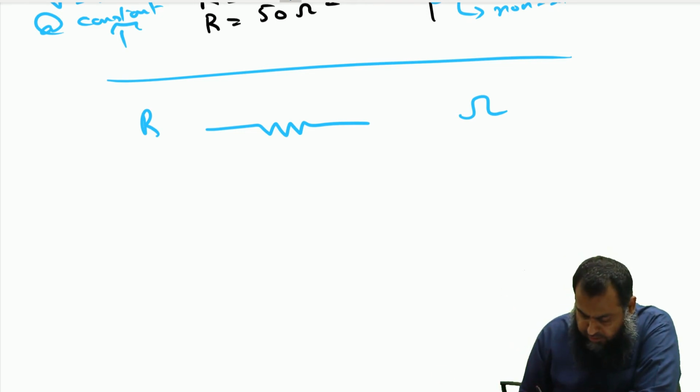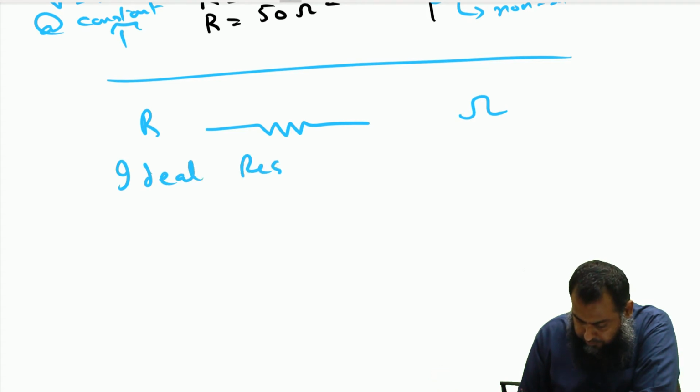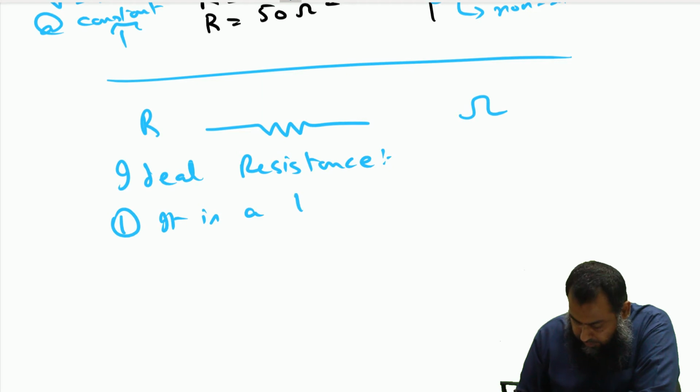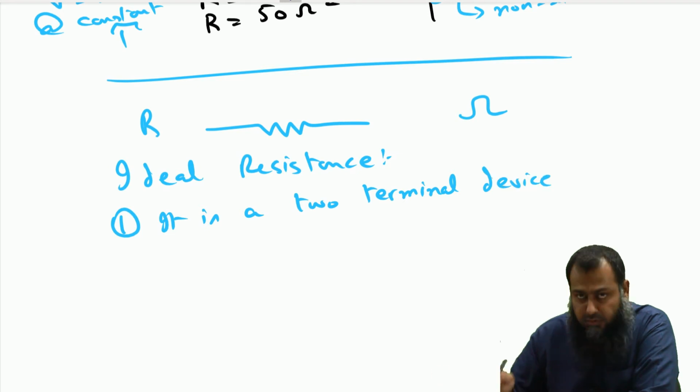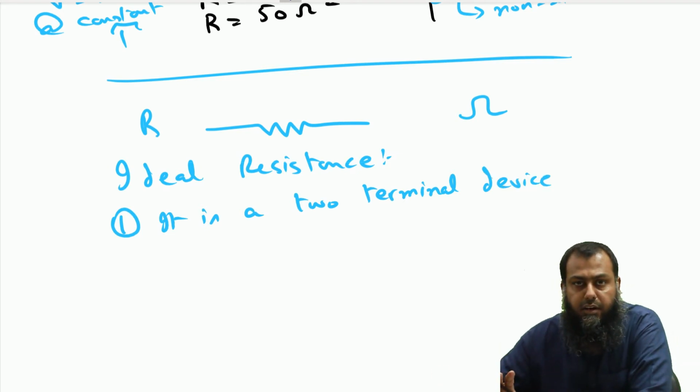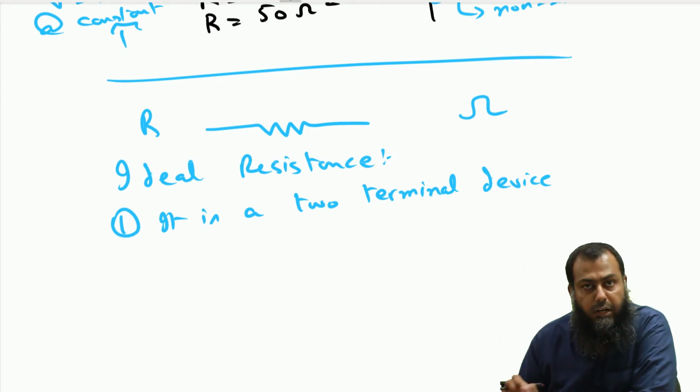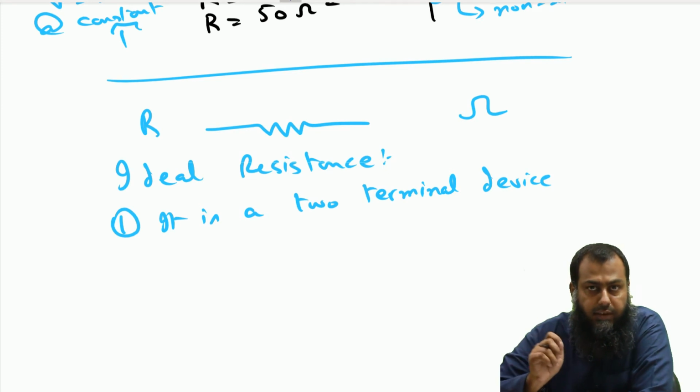An ideal resistance has three properties. Let us see what an ideal resistance is. An ideal resistance has three properties. Number one, it is a two terminal device, and this is one of the properties that we studied during the basic circuit element properties. It holds true that it should be a two terminal device.